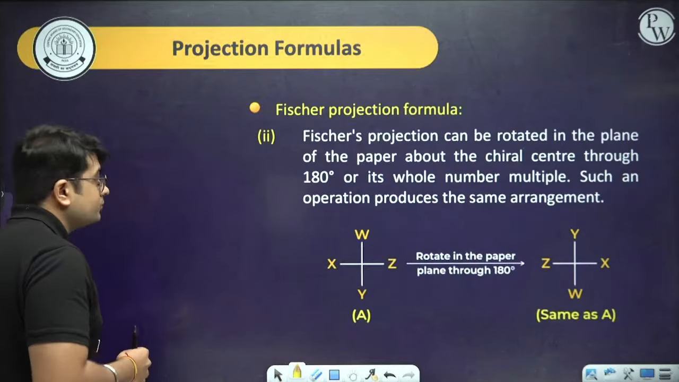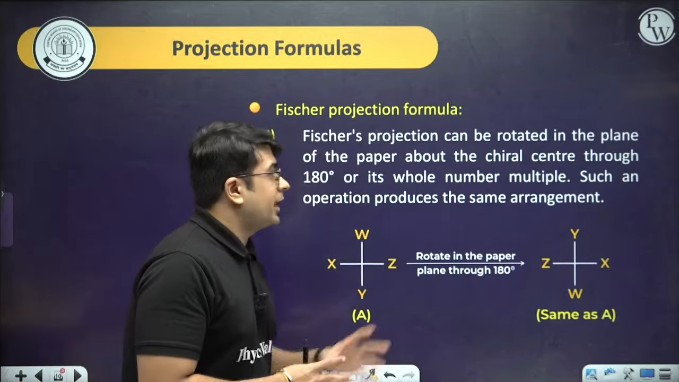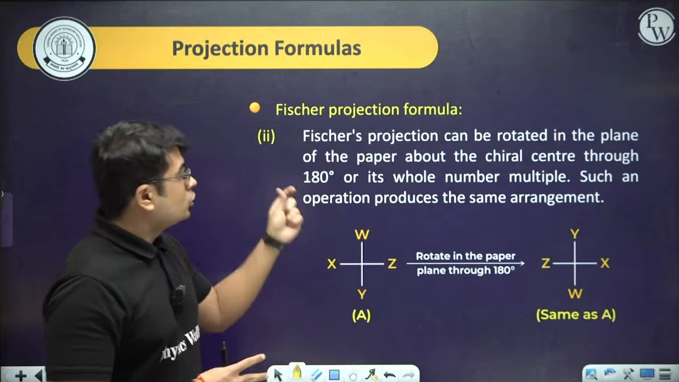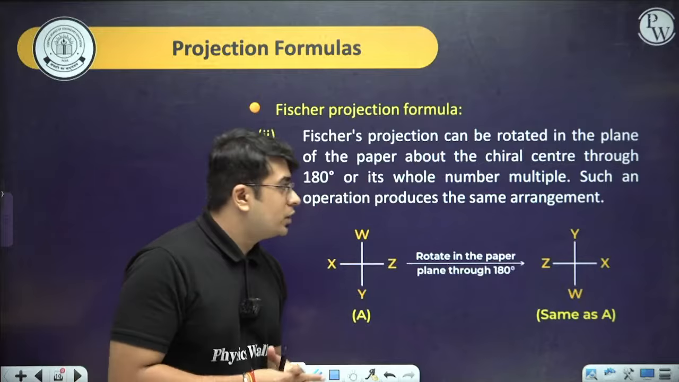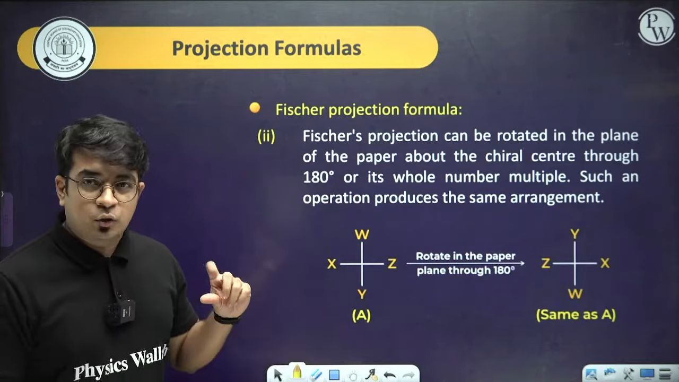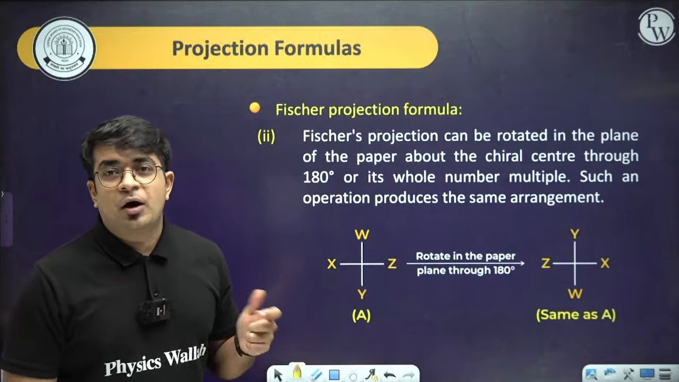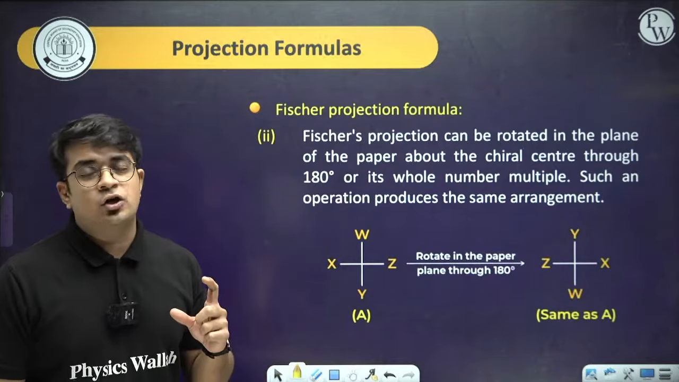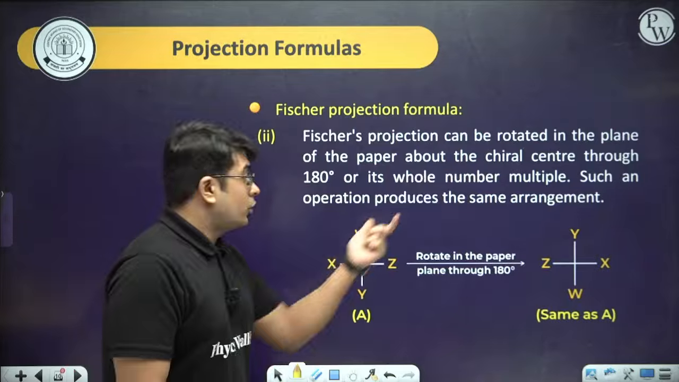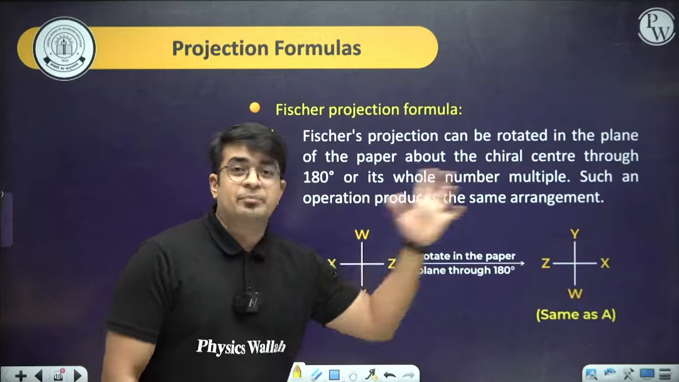Okay. Now, Fischer's projection can be rotated in the plane of the paper about the chiral center through 180 degrees or its whole number multiple. So the operation which is allowed, you can rotate the entire molecule by 180 degrees, but you cannot rotate it by 90 degrees because it's going to change its configuration. Okay, such an operation produces the same type of arrangement.